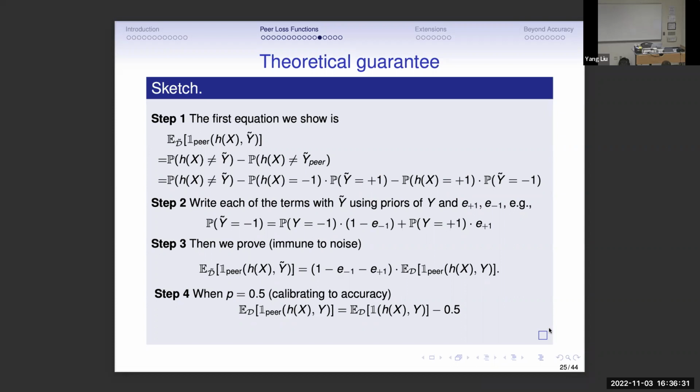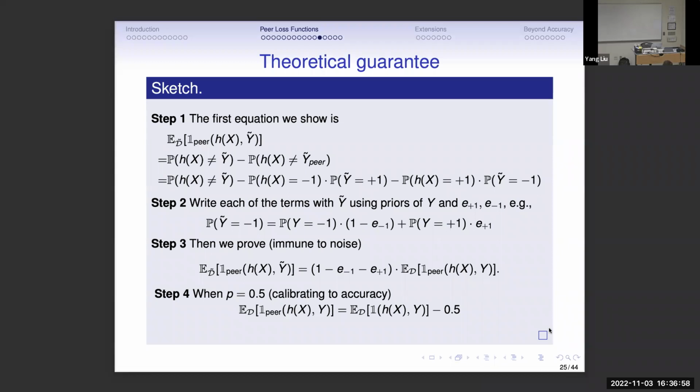Step 2, each of these terms involving the noisy label y tilde can be written as a function of the true priors and the noise rate. For instance, when do you have a noisy label being -1? This is conditional on the true label being -1 and you got it correctly, and then the true label is +1 and you got it wrongly. Step 3, plug them all back into this first equation and rearrange terms. You prove this theorem I had at the very beginning.